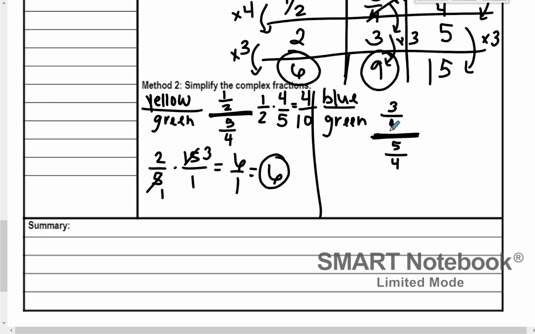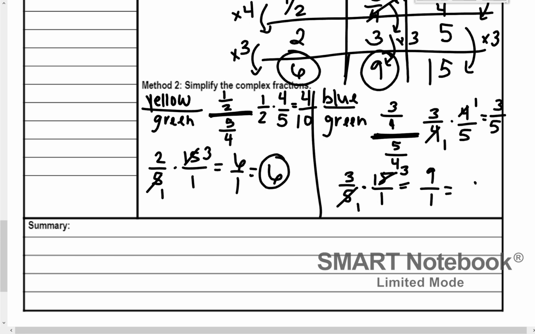Again, we're going to treat that fraction bar like a division, so we keep, change, flip. So we keep our 3/4, change that division to multiplication, flip it to 4/5. Again, we can cross cancel, make those 1s, and we get 3/5. Again, this means that 3/5 of that total green paint is going to be blue. So we take 3/5 of, means multiply, 15, make 15 a fraction, 15/1. We can cross cancel, and we get 9/1, which is equal to 9. Again, notice how we're getting the same answers, just a different way of doing it.